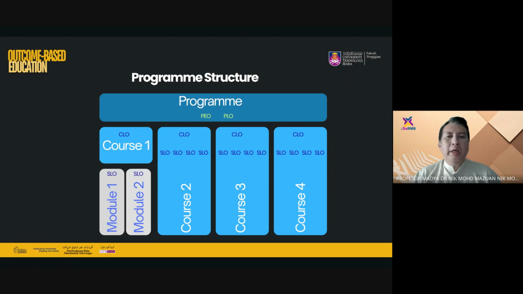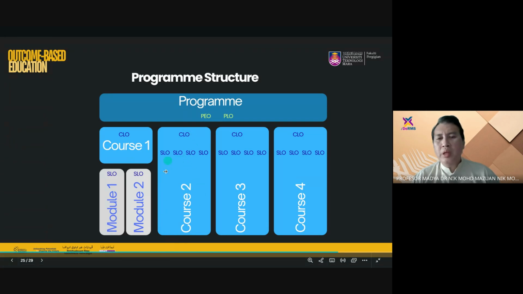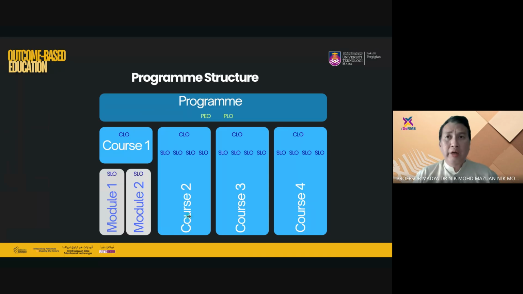But every program has many courses, right? Like this one, I just put 4 courses. Every course has its own CLOs, and these courses will have their own handbook. Remember when I mentioned earlier in the talk, we need to give all the resources to the student to guide them to study on their own too. This is the intention of the handbook. So we give them the CLO, and underneath the course there are topics, and every topic also has the SLO.